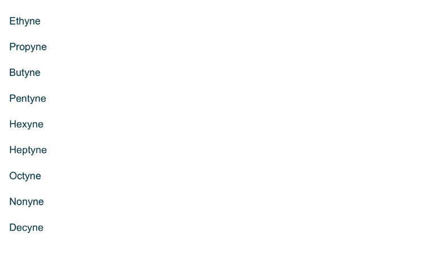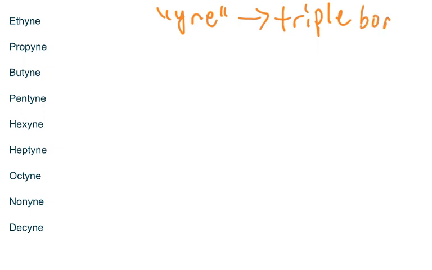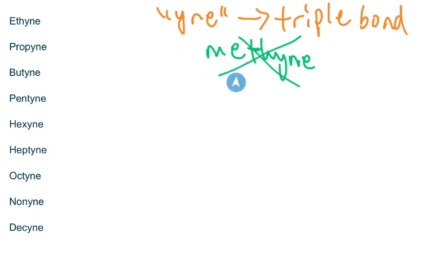But what we have to focus on now is the suffix "-yne", which means that we're dealing with a triple bond. And because we're dealing with a triple bond, just like with the double bond, we cannot have methyne, right? That's why I didn't include that in the table. We cannot have methyne because that would indicate there's only one carbon because of the meth prefix, and you can't have a triple bond with one carbon. You need at least 2 carbons to have a triple bond.